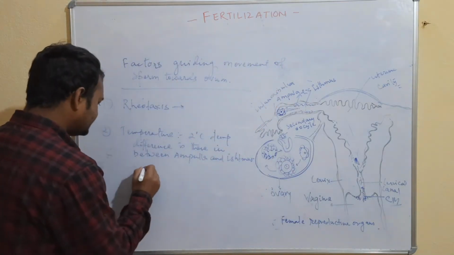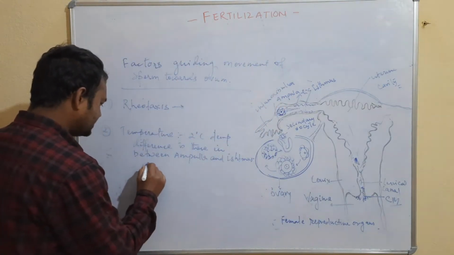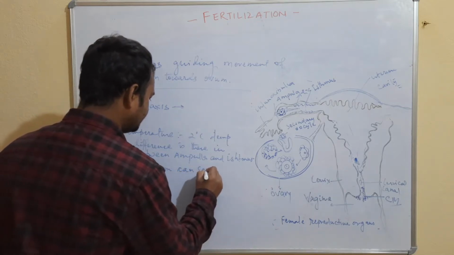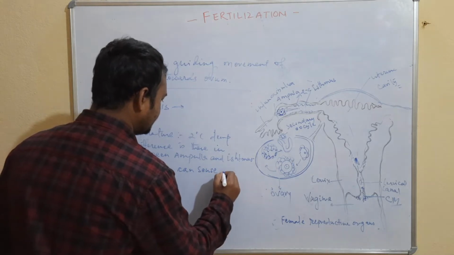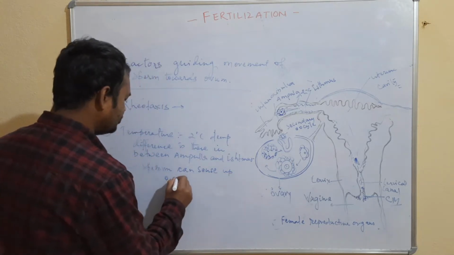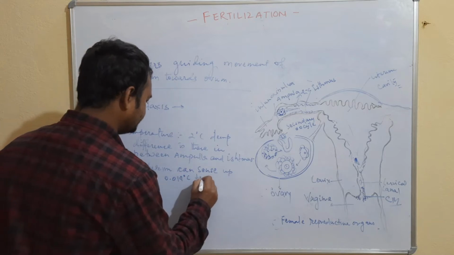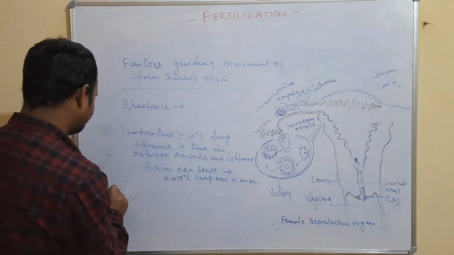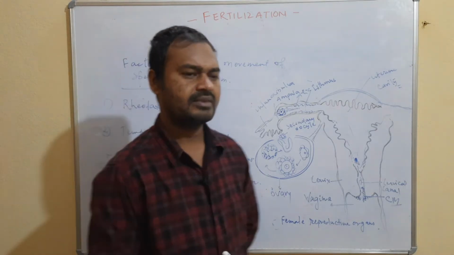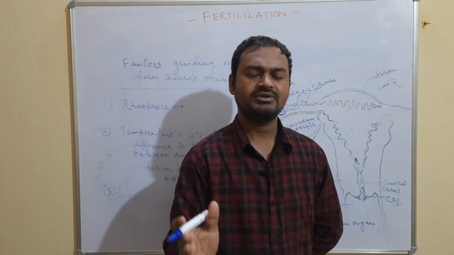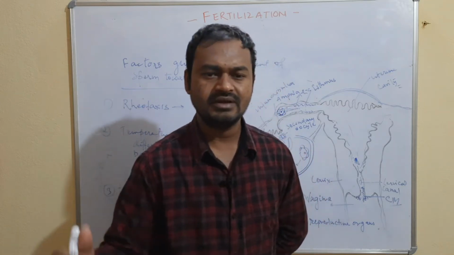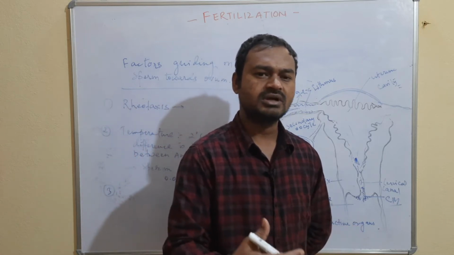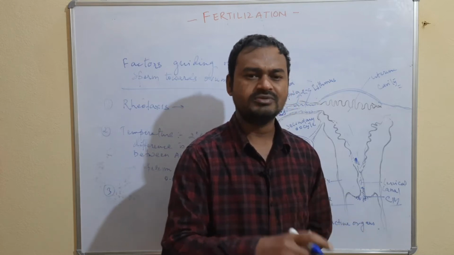So there is a temperature difference. Sperm can sense up to 0.014 degrees Celsius temperature over a millimeter. After the sperm senses the temperature difference, it will try to move towards the ovum, or towards the ampulla where the ovum is waiting.